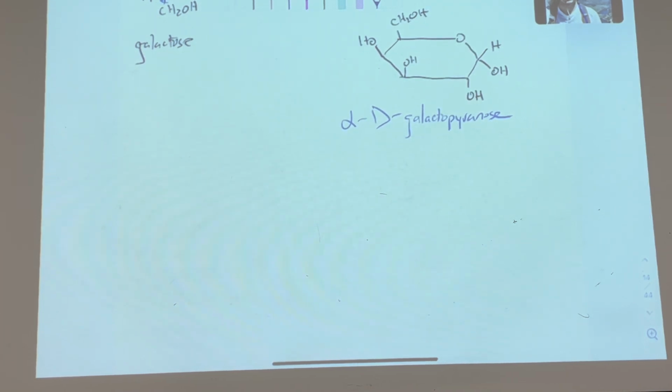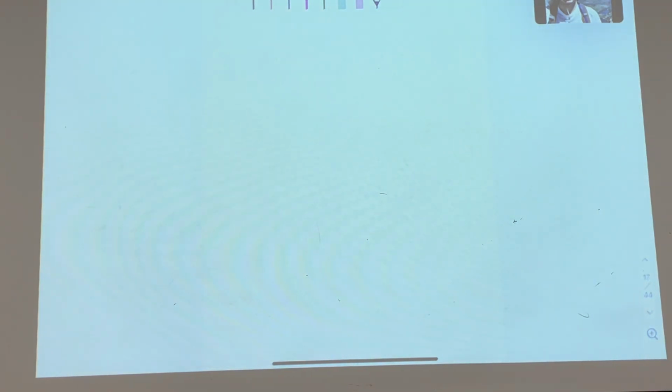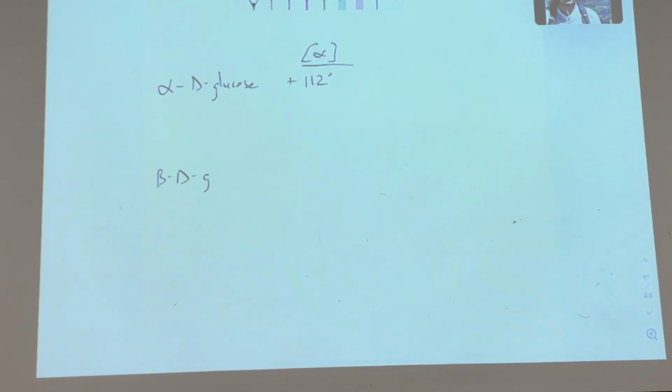Okay, so it turns out that there's a rather interesting phenomenon that occurs when you take, say, beta D glucose. If you were to buy a bottle of beta D glucose and put it in water, an interesting phenomenon happens. Just for the record, pure alpha D glucose has a specific rotation of plus 112. Pure beta, the anomer, has a rotation of about 18.7.